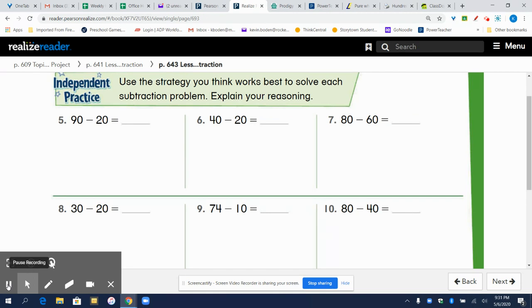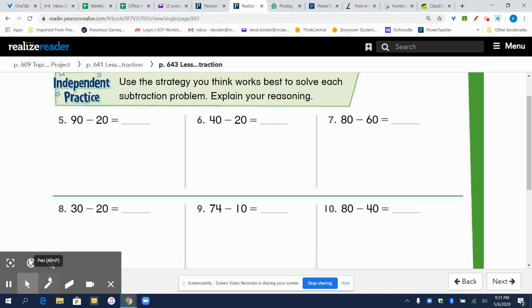And we're back. So our equation says 90 minus 20, and the directions up top say use the strategy you think works best to solve each subtraction problem. Explain your reasoning. So make sure you're able to tell somebody or me or anyone why you chose that answer or that strategy. So 90 minus 20.